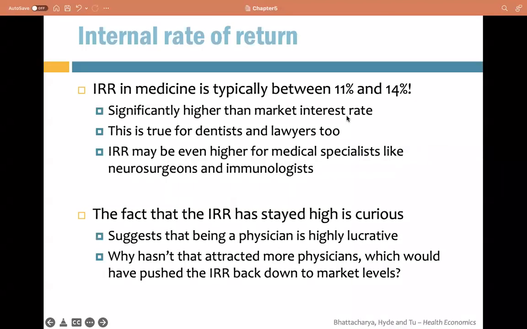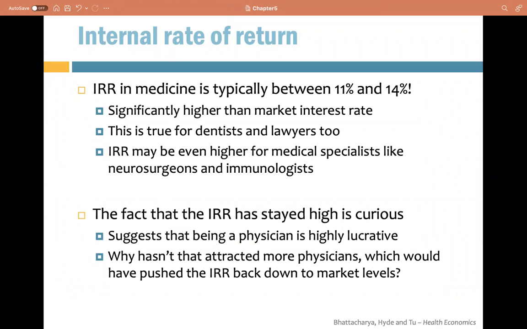All right. Okay, so some more things about internal rate of return. The R star here is typically between 11% to 14%, and this is significantly higher than the market interest rate, which means that the market interest rate thinks that you will choose this career if you are under that. The internal rate of return for medicine is way higher than that. That means a lot more people will be under this 11 to 14%.